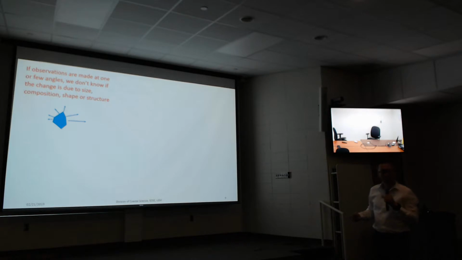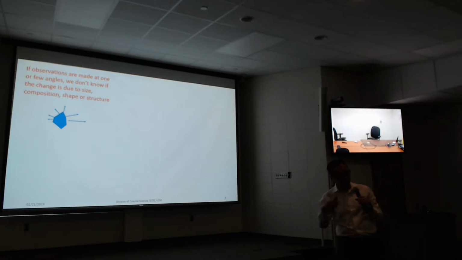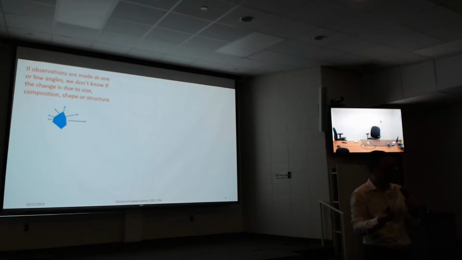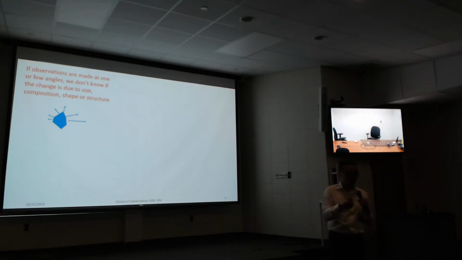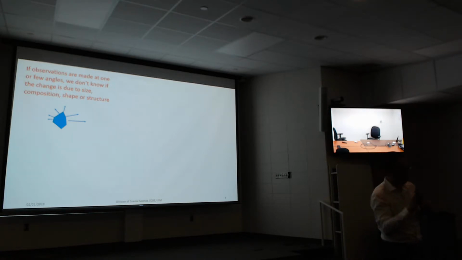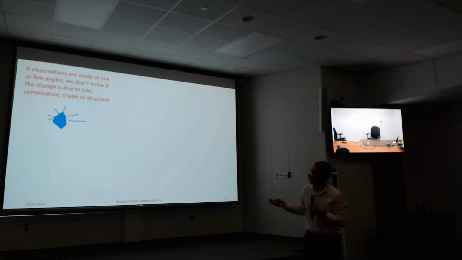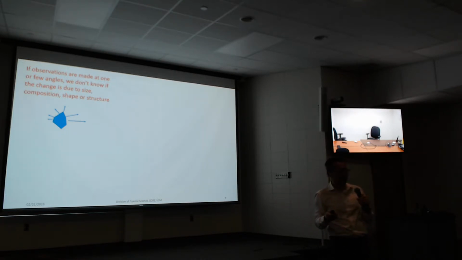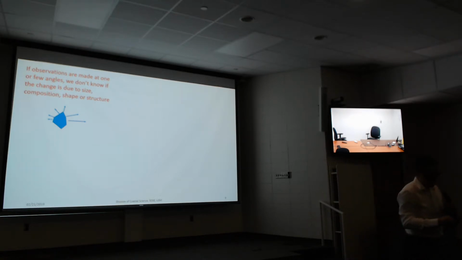Now imagine this angular distribution of scattered light tells a lot of things about particles. It tells the size, the composition, the shape, and the structure. So if you just look at the scattered light at one angle, right, at one angle or a few angles we see differences, but we don't know whether the difference is because of size, composition, or shape or structure. So we don't know what caused that change.